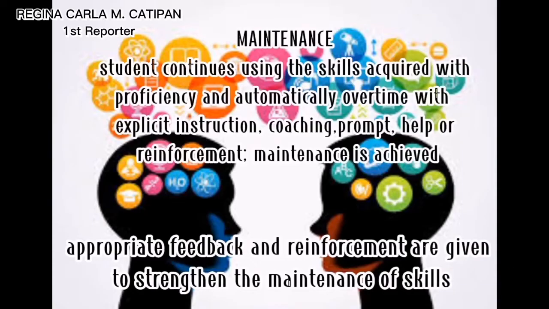So the next stage is the using stage with its substages, maintenance and generalization. In the substage maintenance, students continue using the skills acquired with proficiency and automatically over time without explicit instruction, coaching, prompt, help, or reinforcement. Maintenance is achieved. Class activities allow students to continue experiencing meaningful practice of the skills in practical context. Appropriate feedback and reinforcement are given to strengthen the maintenance of skills. Learning of new skills is built on skills that are maintained, while skills that are not used will weaken even if they were learned earlier with proficiency.